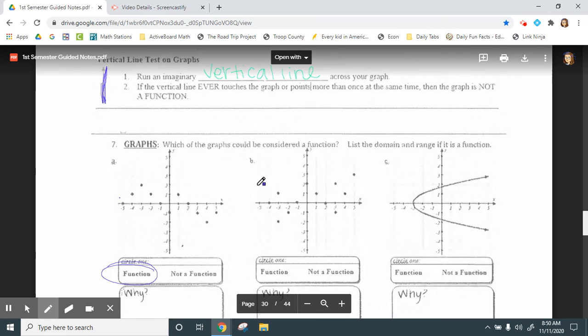function. On B, if you go down the line, vertical line here, vertical line here, if we put a vertical line right here, it touches 2 points at once. That makes it not a function, because the input, or the x value, -3, has 2 outputs. If you put a vertical line down this one, it touches 2 points at once, so it's not a function.